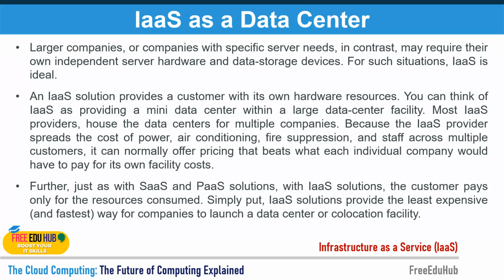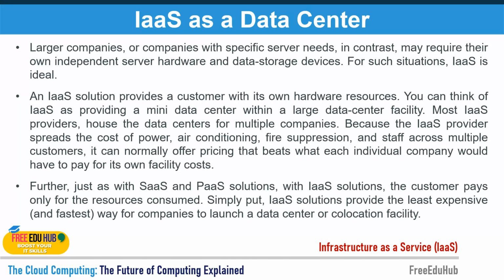Now, infrastructure as a service, as a data center: larger companies or companies with specific server needs, in contrast, may require their own independent server hardware and data storage services. For example, in that situation infrastructure as a service is ideal. Sometimes it's a regulatory compliance policy that you'll have to keep the records of specific things within the geographical region or within the country. So in that case, you'll maintain your databases on premises, and the rest of the things can be available in the cloud, where your servers will be able to reach your storage on premises.